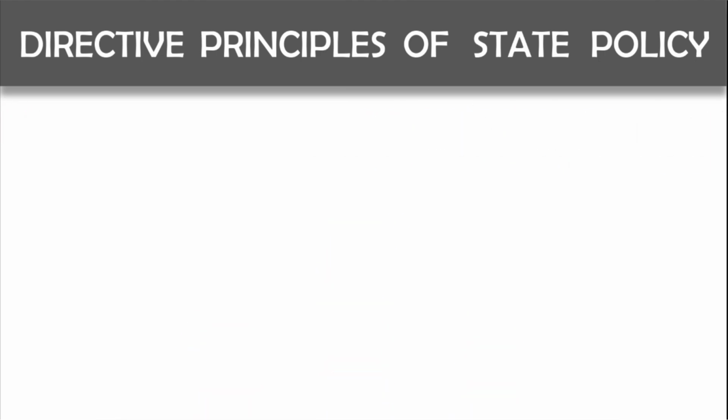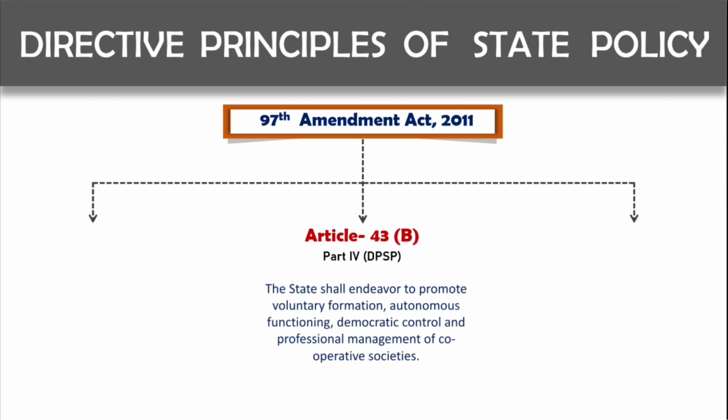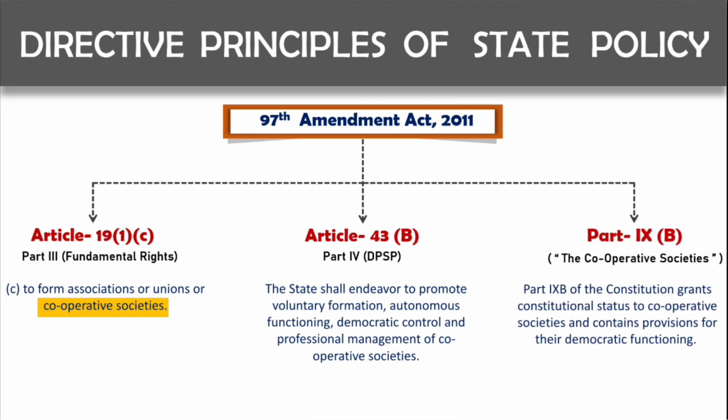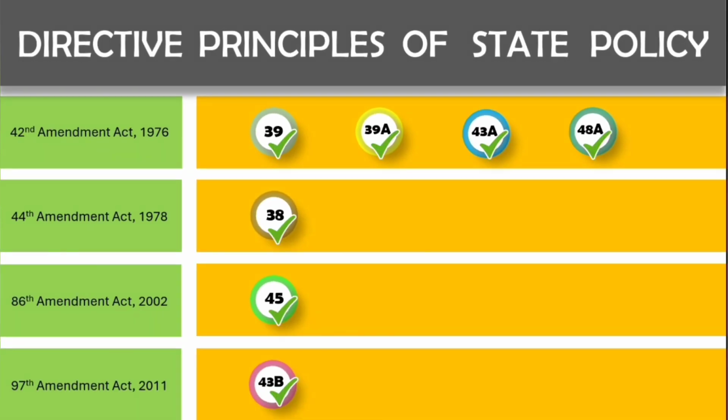See, along with the insertion of Article 43B in DPSP, there was an amendment in Article 19 Clause 1 Subclause C, where the word cooperative society was inserted in the existing article. And also there was insertion of a new part in the Indian Constitution, that is Part 9B, which was all about cooperative societies. All these three amendments were done by the 97th Amendment Act of 2011. That means the 97th Amendment was all about cooperative societies. So these were the amendments which were made in DPSP by different constitutional amendment acts.